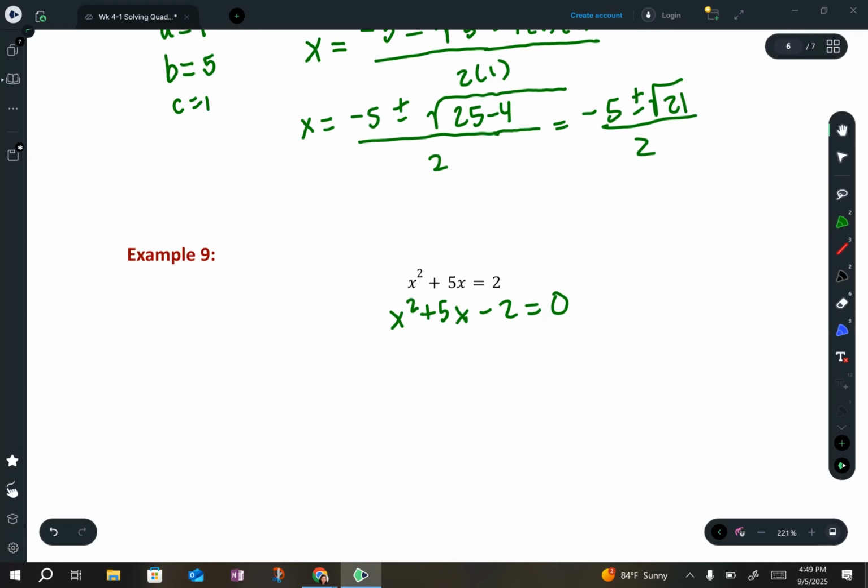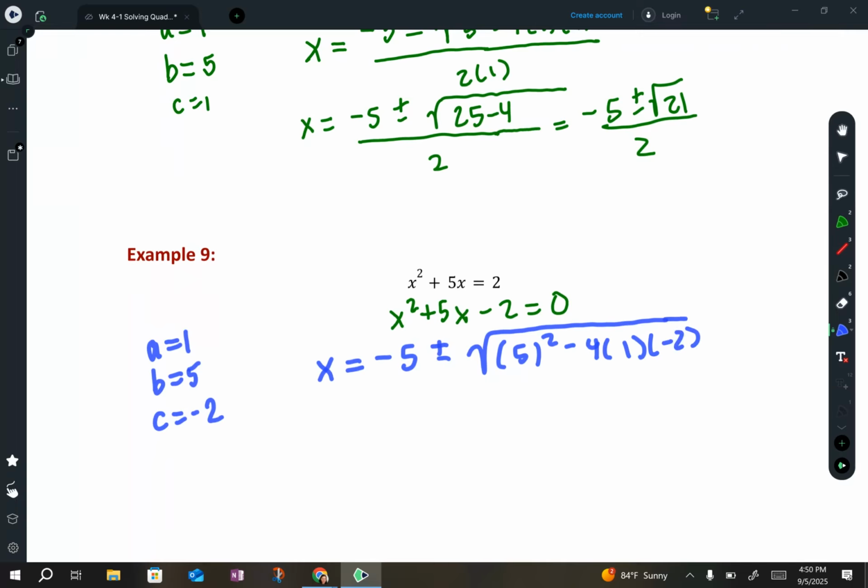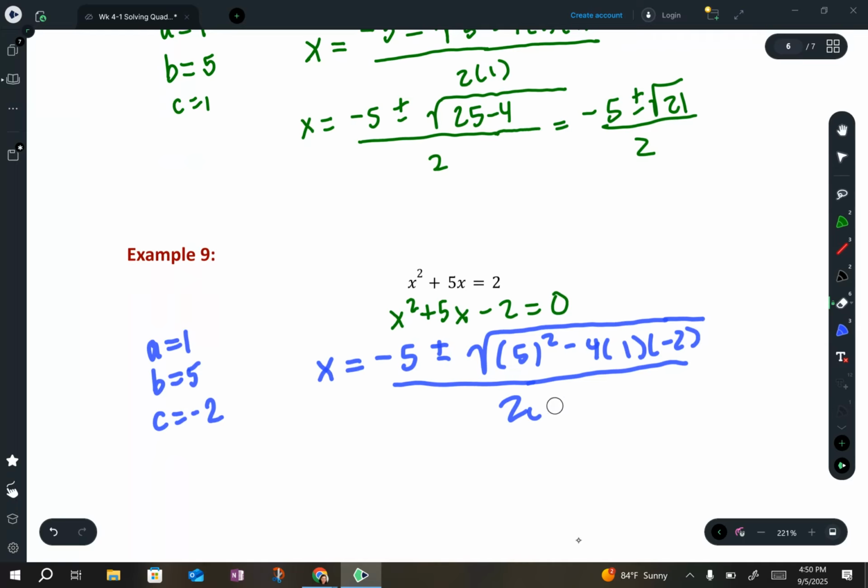All right, how'd that go for you? So my A was 1, my B is 5, and my C is -2. So let's go ahead, and that's x equals minus b plus or minus the square root of b squared minus 4ac, all over 2a. Oops, I wrote the wrong thing down. Hang on. All over 2a.